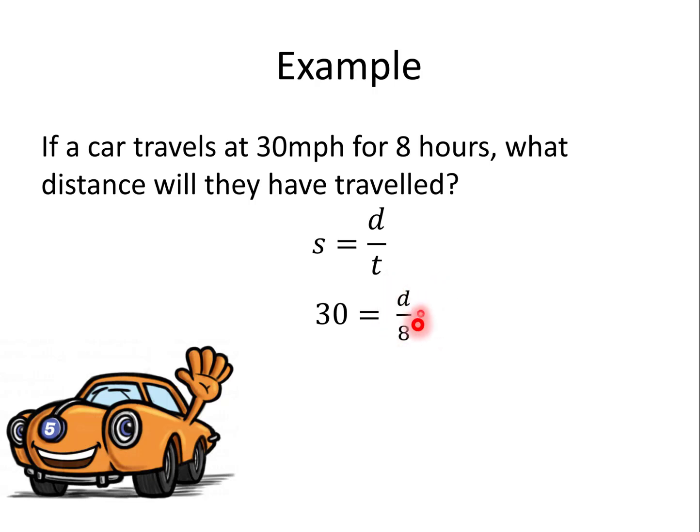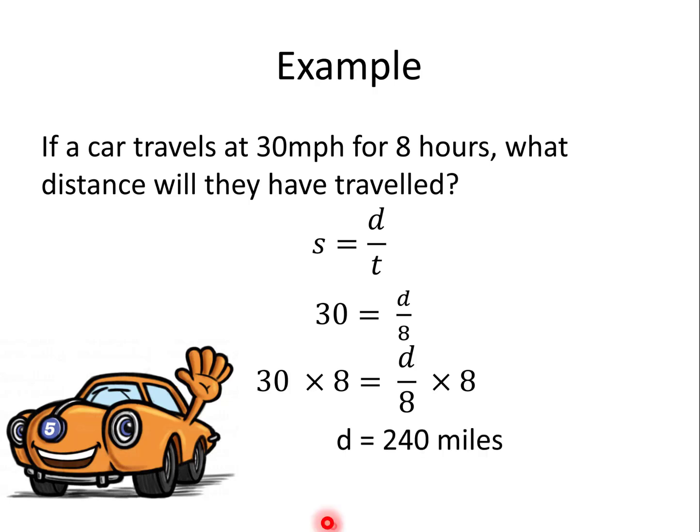But whatever I do to this side I do exactly the same. So I'm going to multiply both sides by 8. 30 times 8, I can cancel each 8, leaving me with just D. And that means that D will equal 240 miles, 30 times 8 being 240.